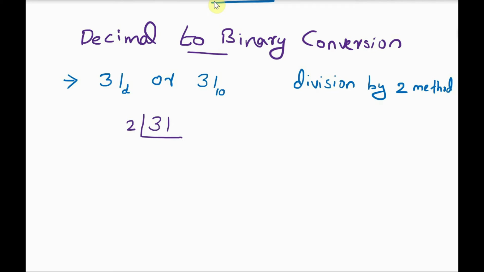1 times 2 is 2, we have 3 here, so the remainder is 1. That 1 plus 1 is 11. 2 will go 5 times for 11, that is 2 into 5 is 10 and the remainder is 1. Or we can say 2 into 15 is 30, remainder 1. It's just a normal division. We are writing the remainder separately here.